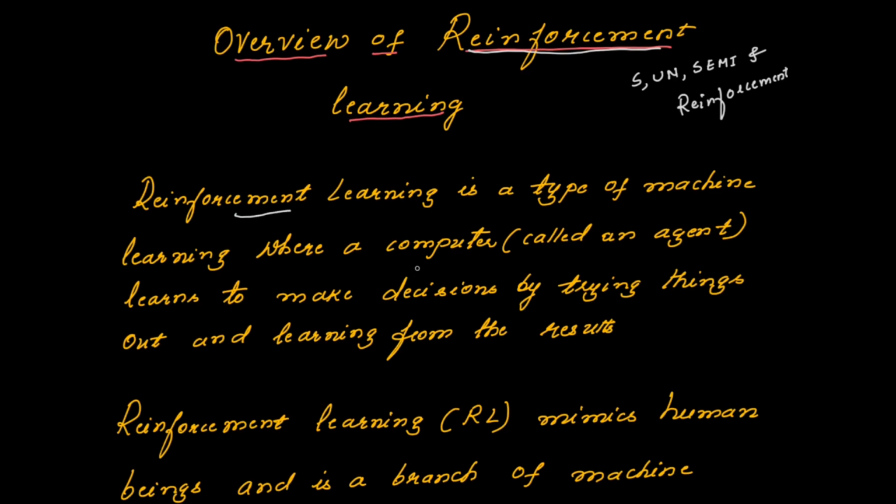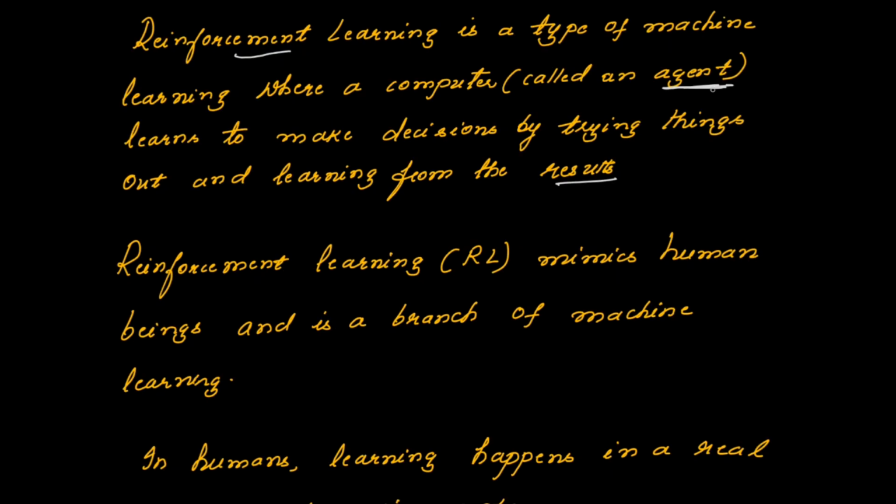Reinforcement learning is a type of machine learning where a computer called an agent learns to make decisions by trying things out and learning from the results. Here the AI program, whatever is there, we have to call it an agent. So here it is trying to learn and it will make decisions by trying things out and learning from the results. I will elaborate on this.